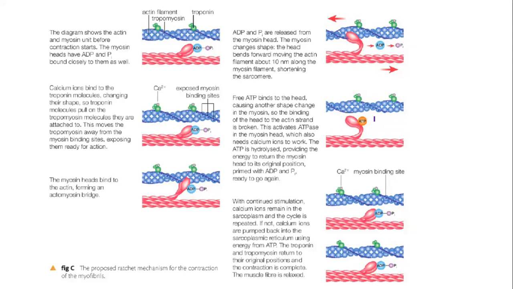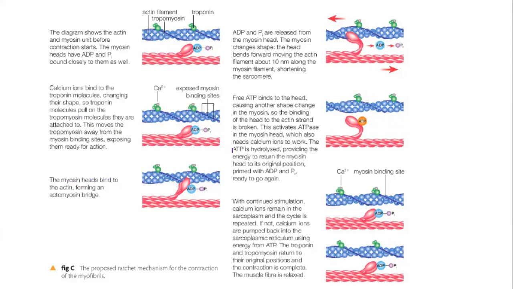So this is how the sliding filament theory actually works, right? First the calcium ions will bind to the troponin molecules. That will change the shape of the troponin molecules and they will pull the tropomyosin molecules out of the way. So now what's going to happen? The binding sites are now ready and exposed. The myosin head will bind to the actin and it will form an actin myosin bridge.